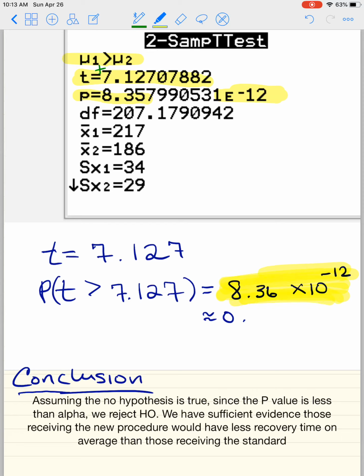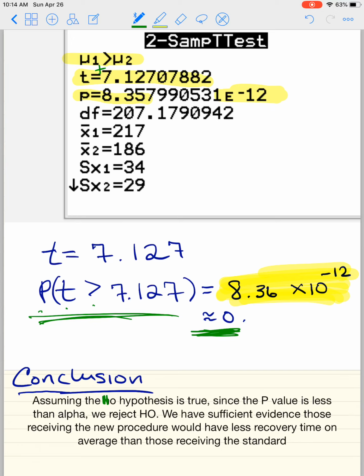So please be careful, and let's see how we write the p-value, which is step 4. The p-value is this guy: the probability of t being greater than 7.127 is basically 0. Conclusion: assuming the null hypothesis is true, since the p-value is less than alpha, we reject H0.